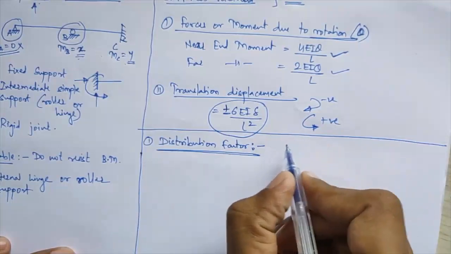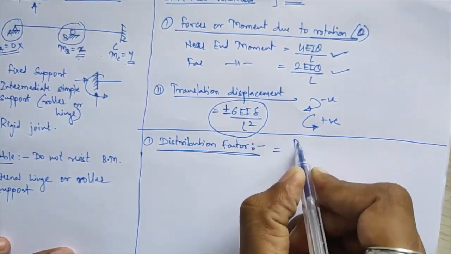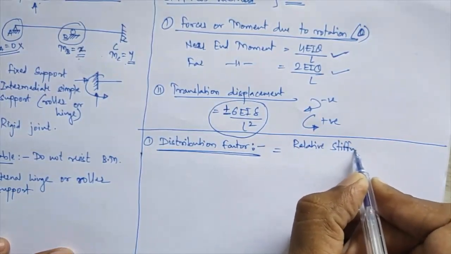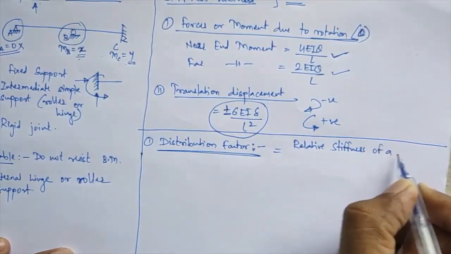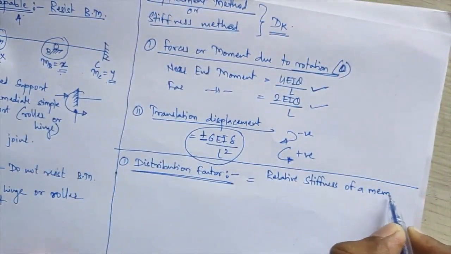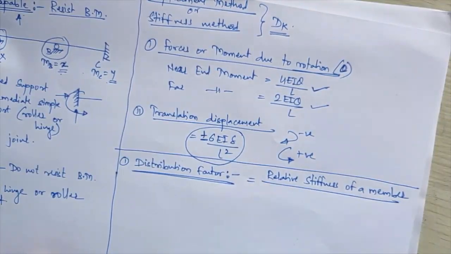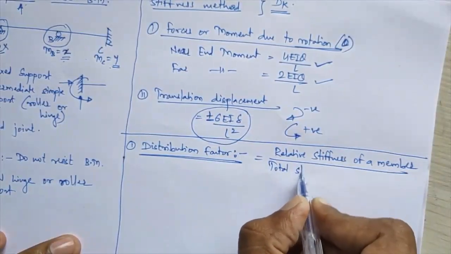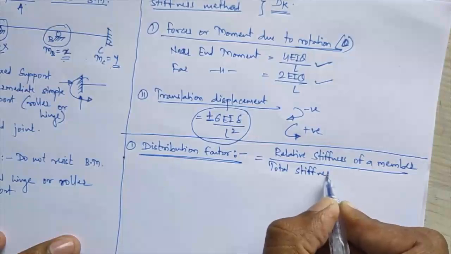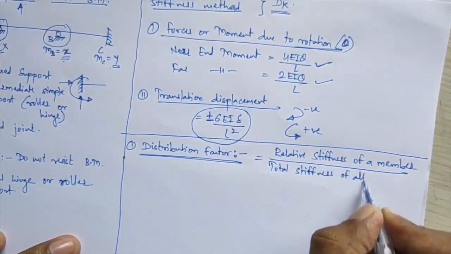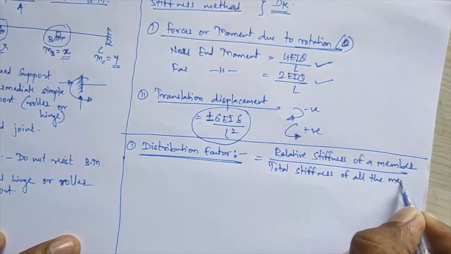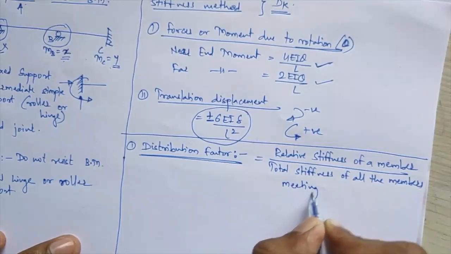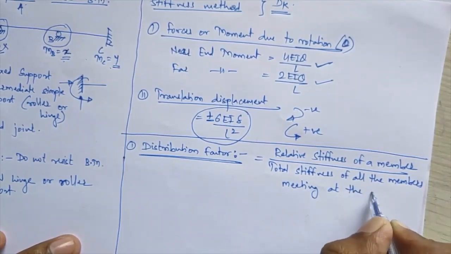So distribution factor is what? It is the ratio of relative stiffness of a member, that is of a particular single member, to the total stiffness of all the members meeting at the joint.